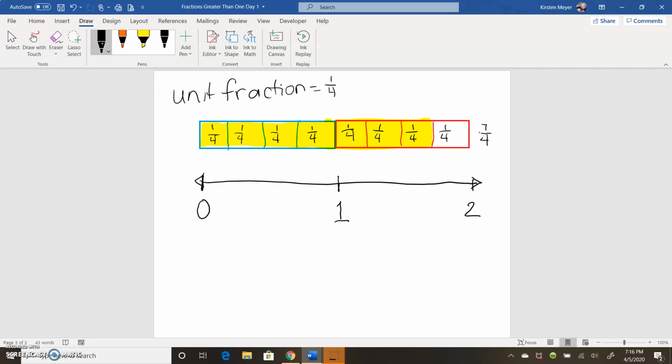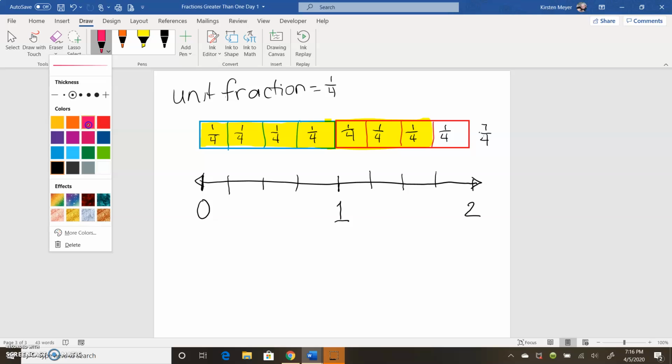But I can see that I have divided my whole into parts, so I can show that on my number line as well. I use my line right here to show me one tick mark would be here. My next tick mark would be here. My next one here. And my next one here. My next one here. And my next one here.